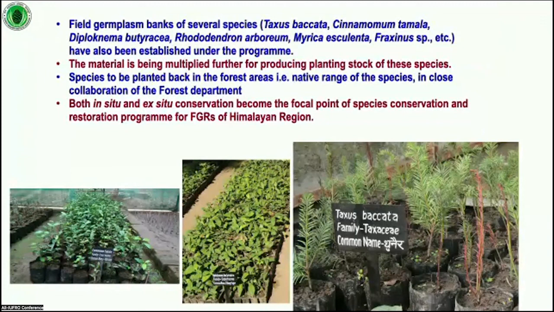Field germplasm banks of several prioritized species like Taxus baccata, Cinnamomum tamala, Diploknema butyracea, Rhododendron arboreum, Myrica esculenta, and so on have been established under the program. The material of these species is also being multiplied further for producing planting stock. These plants will be planted back in the forest areas, that is in the native range of the species, in close collaboration with the forest department.